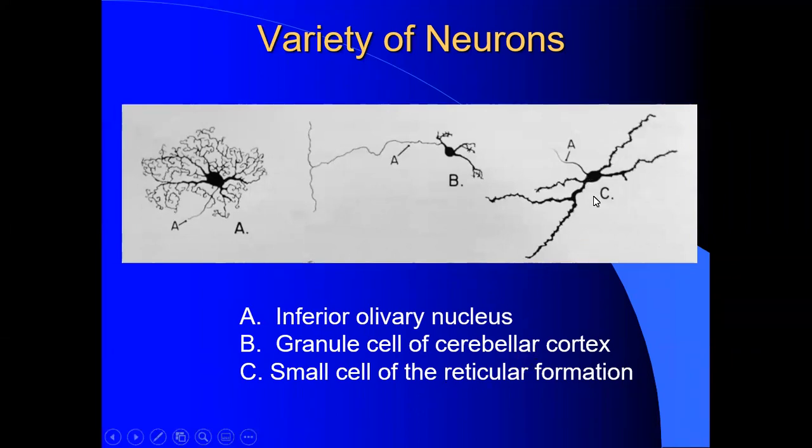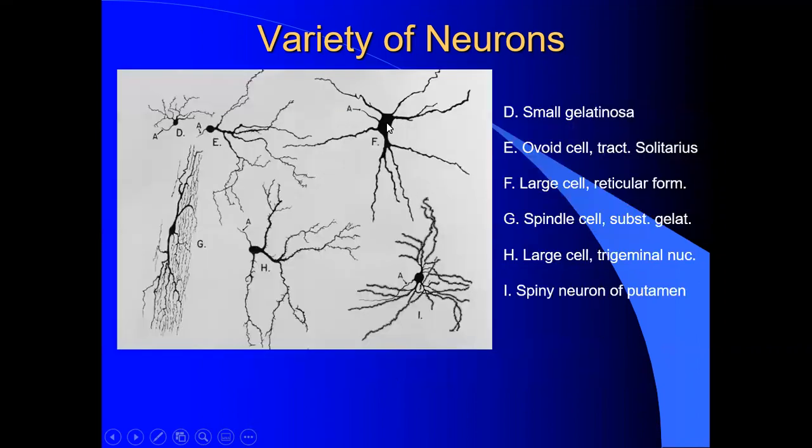Here's a small cell of the reticular formation of the brainstem. Here's a large cell of the reticular formation of the brainstem. Here's a small cell in the substantia gelatinosa of Rexed's area 2. Here's an ovoid cell from the nucleus solitarius. This cell, when we talk form follows function, this is an amazing cell. I want you to stay with this for a minute and really focus on this single cell. Look at the dendritic arborization of this thing.